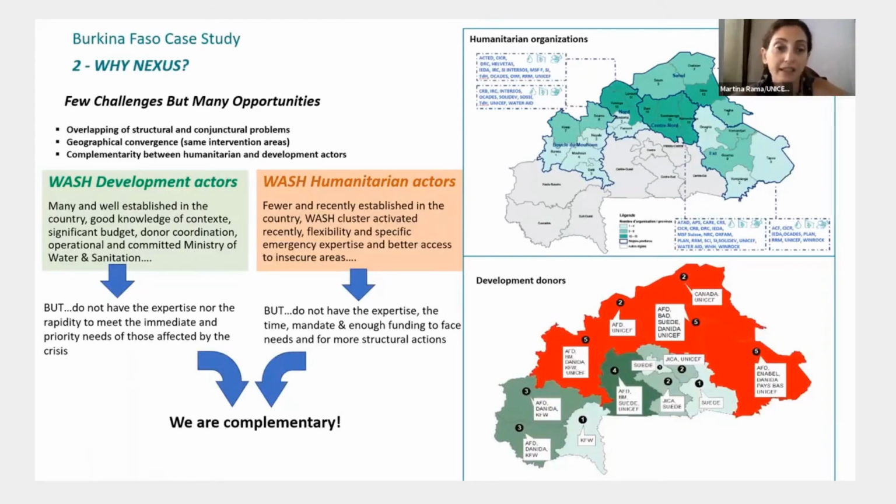And on the other side, we have the WASH humanitarian actors. They're fewer, they're recently arrived in the country, but they're flexible and they have specific expertise for emergency. And they have also better access to insecure areas. At the same time, they don't have the expertise, the time, the mandate and the funding to address all the structural problems that were there before. So this really shows that the two types of stakeholders are complementary and they really need to work together in order to address the challenges of the WASH sector.